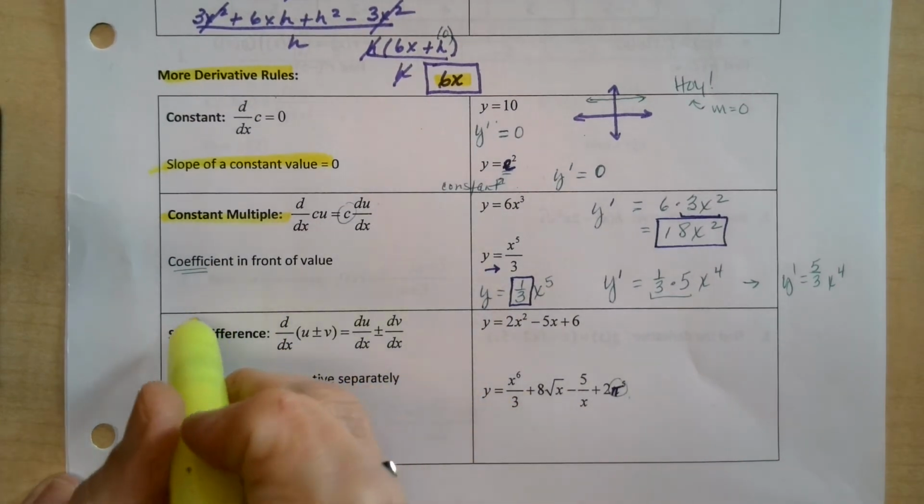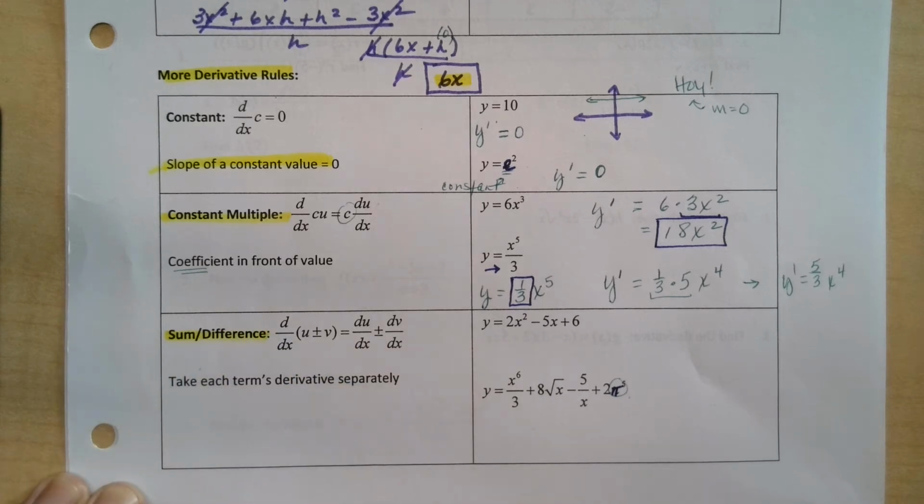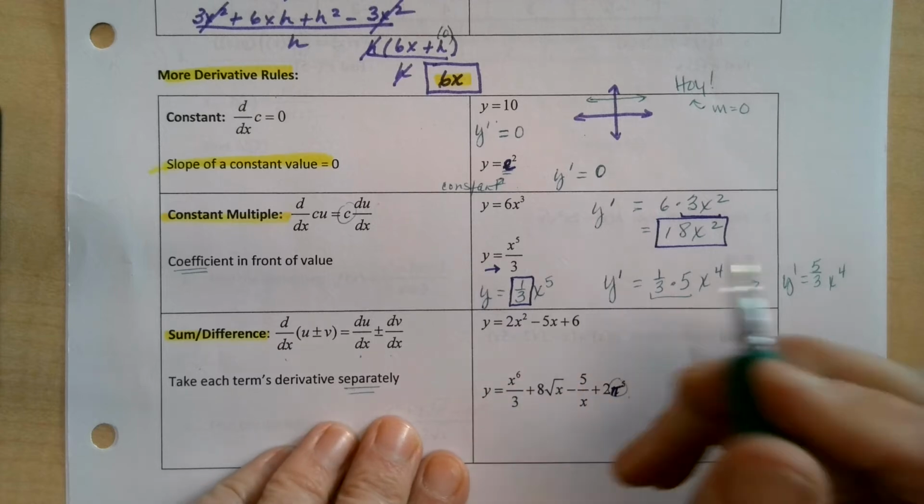Lastly, we're going to talk about the sum difference. And this one's pretty cool. When you are taking the derivative of a sum or a difference, it's just going to be the derivative of each of those different terms. So you take each term's derivative separately, and you just work your way down the line.